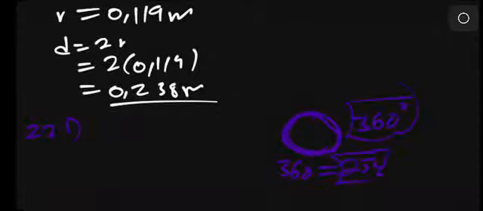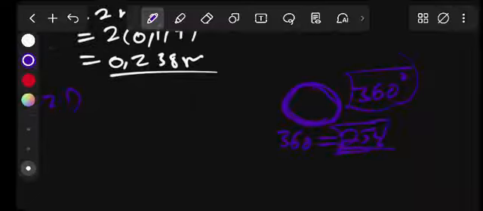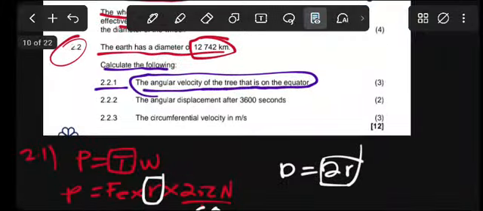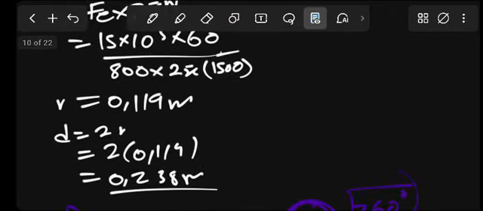The time that it takes for one rotation, which is a day, we know is 24 hours. The earth rotates in 24 hours. So we have 2 pi radians over 24 hours. That is the earth. You must keep that in mind. Then it says the angular velocity of the tree that is on the equator. Where is the equator?